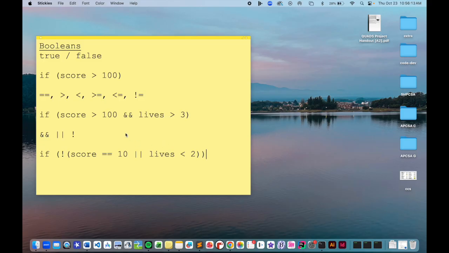And what does this mean? It means we're going to evaluate everything inside these parentheses. Is either the score 10 or my lives are less than 2? And then I'm actually going to do the logical opposite of that whole thing. So if what was in the parentheses was true, then I'm looking for this being false. And if what was in the parentheses is false, then this is going to evaluate to true. So again, I can combine all of these to do actually pretty complex Boolean expressions.